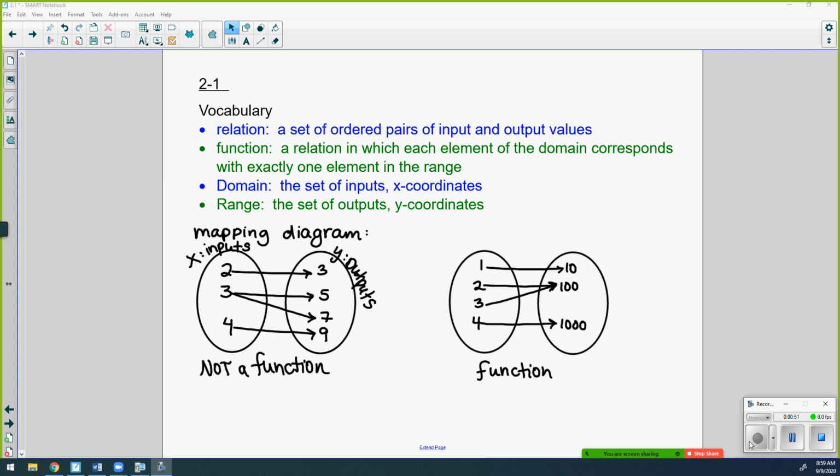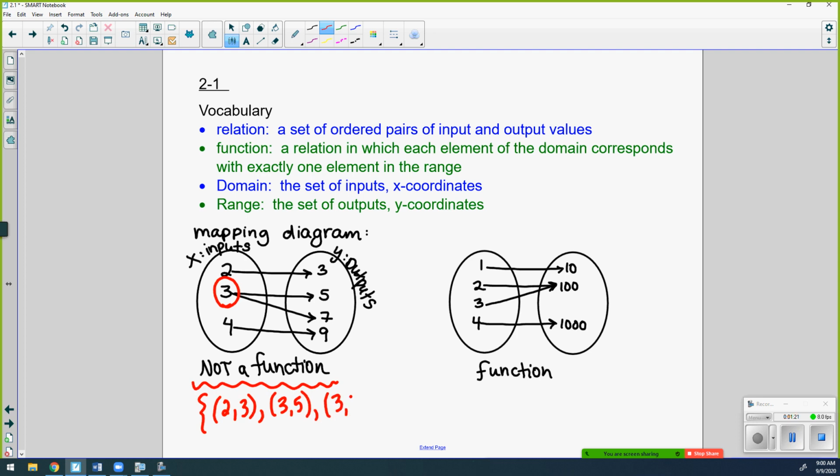In this mapping diagram over here on the left, this is not a function. This does not represent a function because 1 input gives you 2 outputs. Notice that 3 maps onto 5 and 3 maps onto 7. This makes it not a function. Instead, it's just a relationship between values. And we could list this relationship using set notation. A set is a set of ordered pairs, the first ordered pair being (2, 3), and then (3, 5), (3, 7), and the final ordered pair being (4, 9).